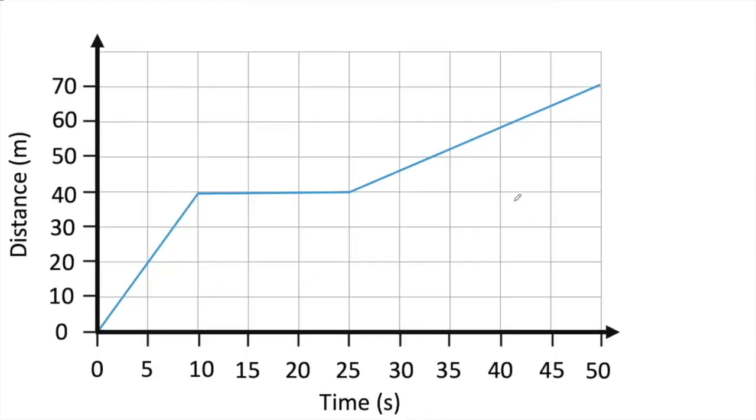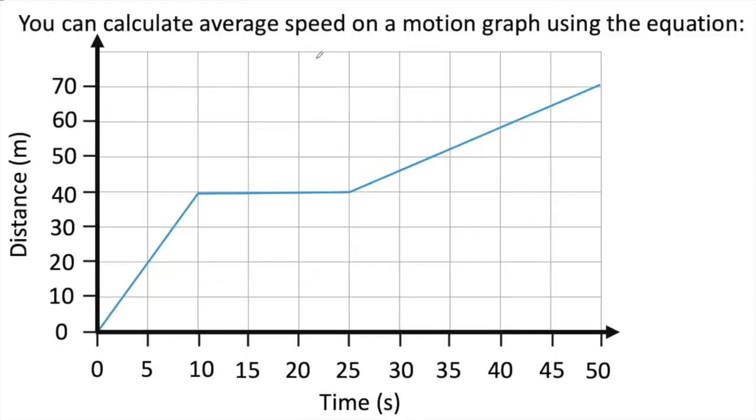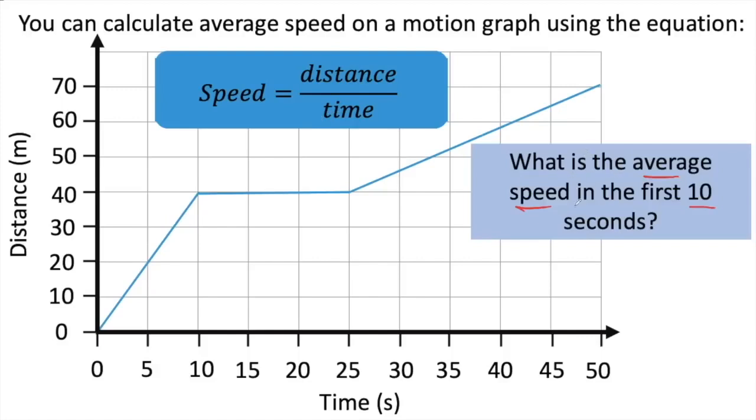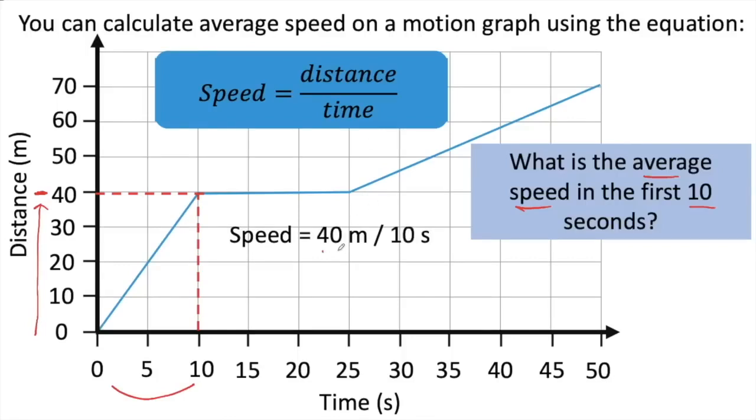You can calculate average speed on a motion graph using the following equation. Speed equals distance over time, which is just rearranging that distance travelled equals speed times time equation. If you want to calculate the average speed in the first 10 seconds, you draw a line from 10 up to your graph and then across and read off your distance that it had travelled in 10 seconds. So we know here that within that first 10 seconds it's travelled 40 metres. So if we do 40 divided by 10, we'll get a speed of 4 metres per second.